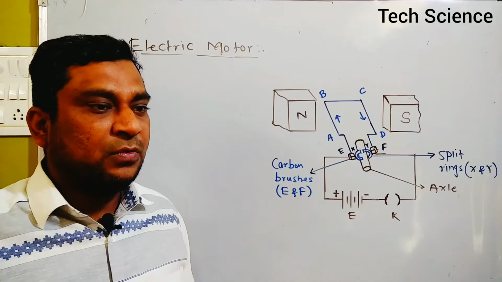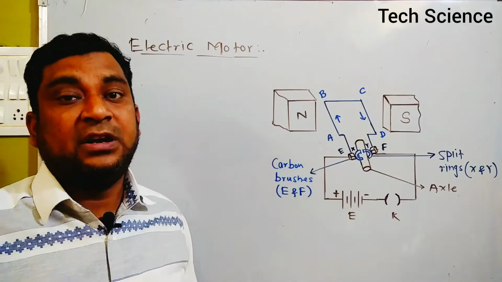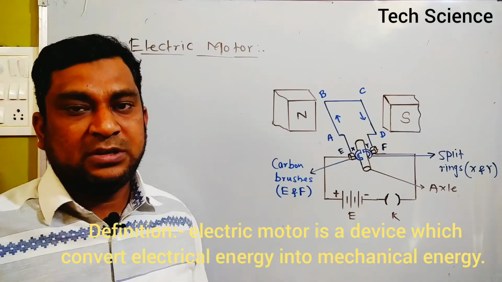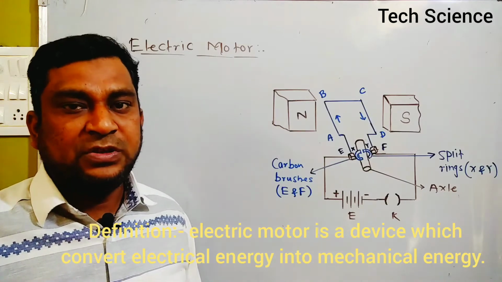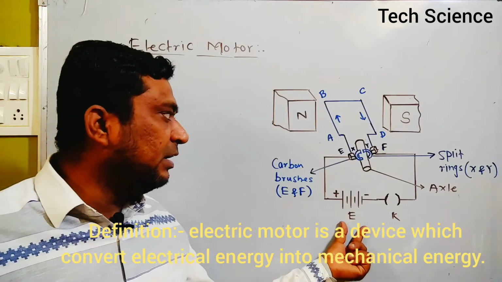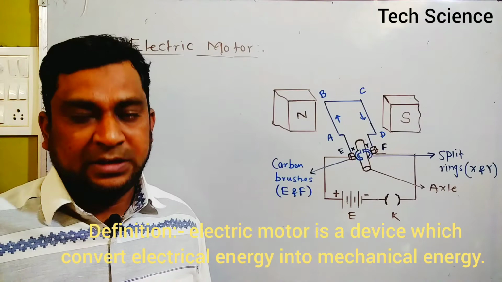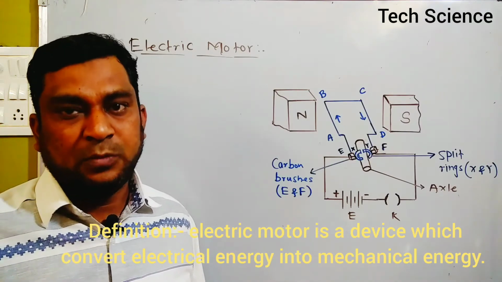The first point: what is the electric motor? Definition of electric motor. An electric motor is nothing but a device which converts electrical energy into mechanical energy. This is the definition of the electric motor.